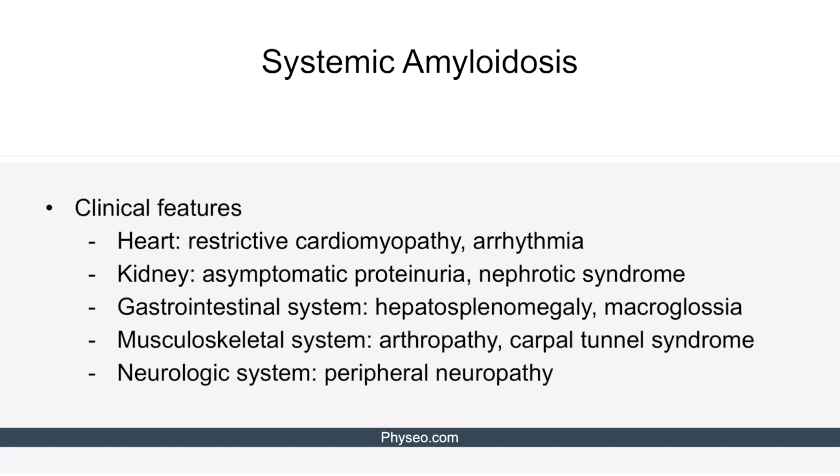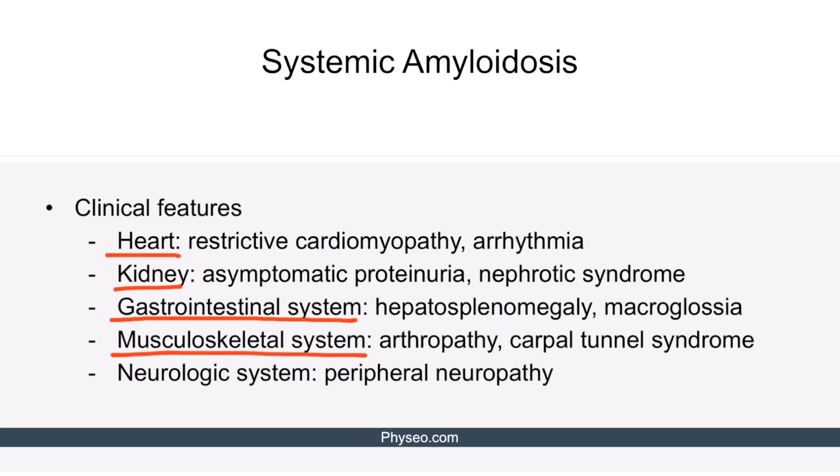Since systemic amyloidosis affects multiple tissues and organs, it can have multiple and different presentations. When the heart is affected, the patient can have restrictive cardiomyopathy and arrhythmias. When the kidney is affected, asymptomatic proteinuria or nephrotic syndrome can result. When the GI system is affected, it can cause hepatosplenomegaly and macroglossia. When the musculoskeletal system is affected, it can result in arthropathy and carpal tunnel syndrome.